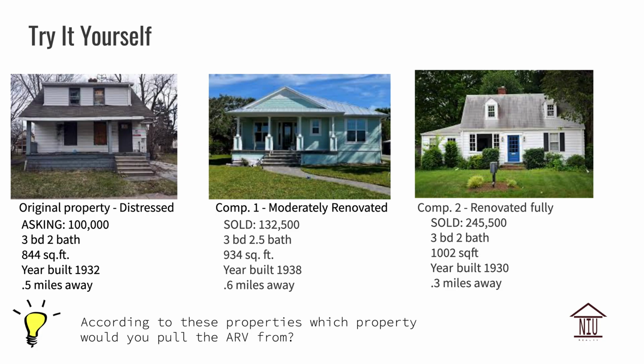According to these properties, which property would you pull the ARV from? For this property, we have two comps, a moderately renovated property that's 0.6 miles away. It sold at $132,000. It's 3 bed, 2.5 bath. It's 934 square feet, and it was built in 1938. And on the other hand, we have a fully renovated property that sold at $245,000. It's only 0.3 miles away, but it's 1,002 square feet. So which one of these would you pull the ARV from?